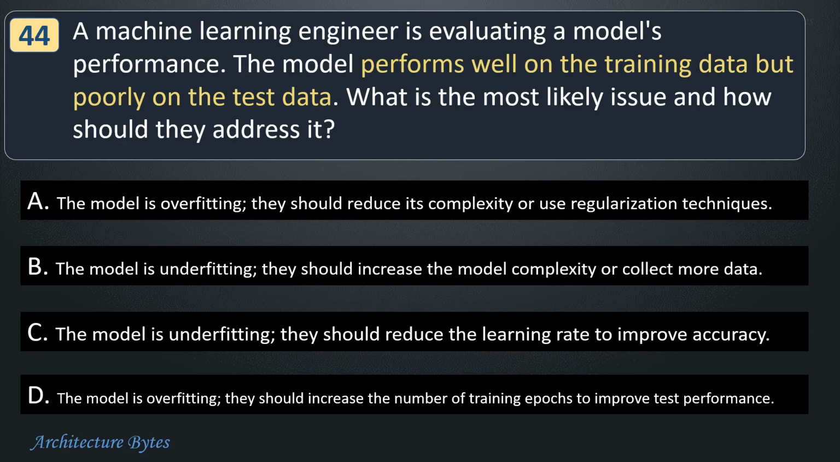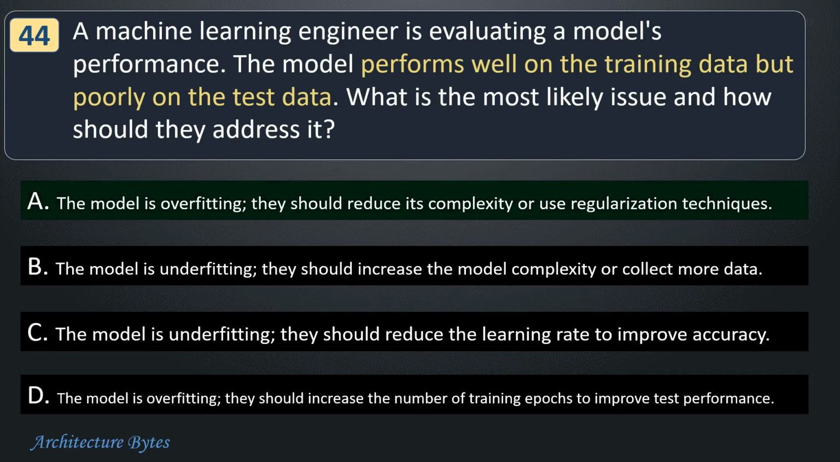B. The model is underfitting. They should increase the model's complexity or collect more data. C. The model is underfitting. They should reduce the learning rate to improve accuracy. D. The model is overfitting. They should increase the number of training epochs to improve test performance.